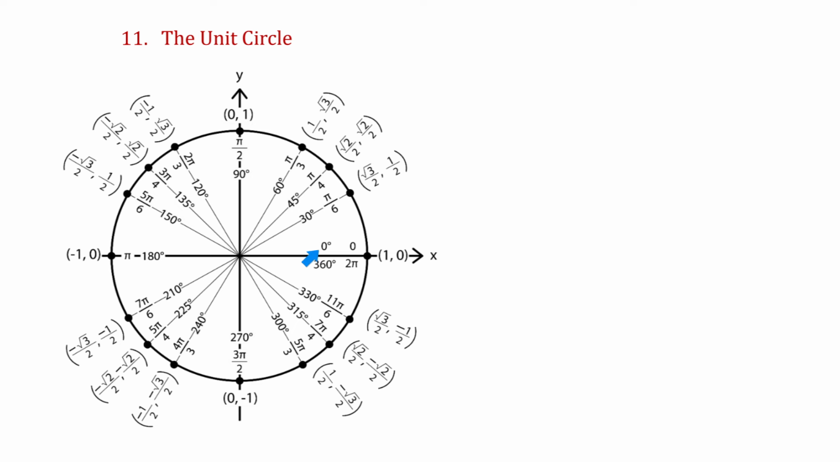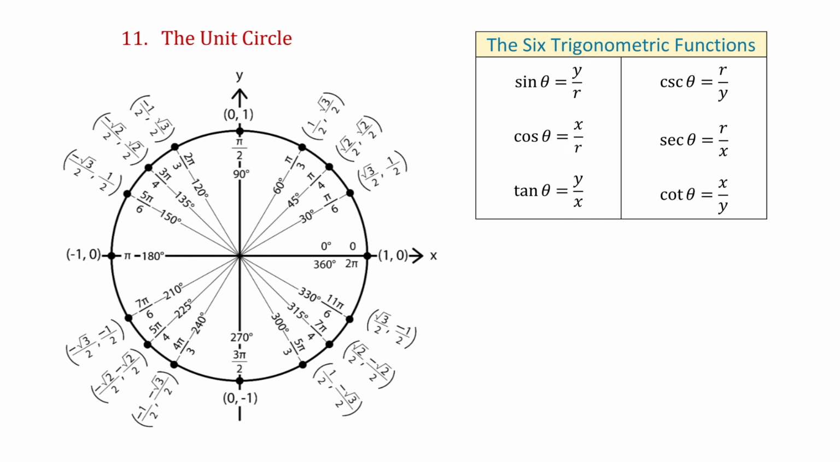So if from the initial side we move counterclockwise, we generate positive angles, but if we would move clockwise, we would generate negative angles. Now, each of these angles correspond to a point on the unit circle. For example, for the 60-degree angle, the corresponding point has the coordinates 1/2 and square root of 3 over 2. Now, recall that this is how the 6 trigonometric functions are defined using a point in the rectangular coordinate system.